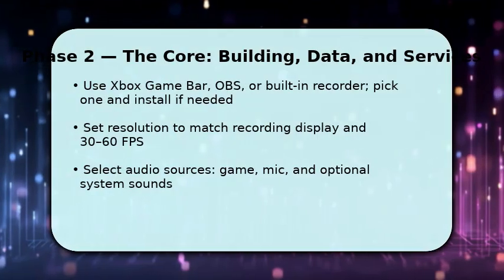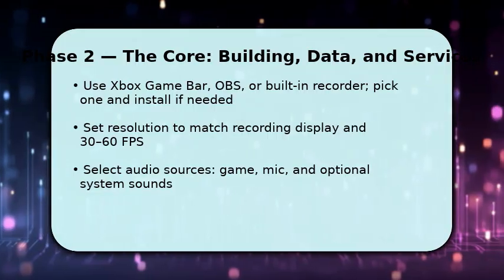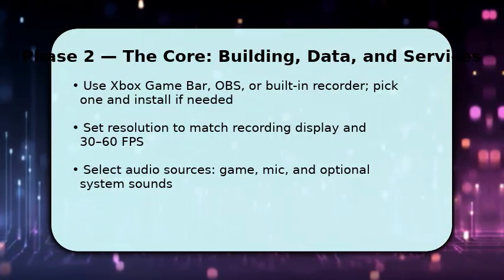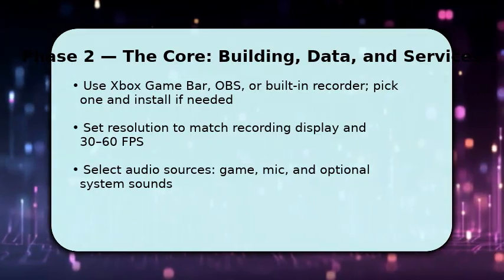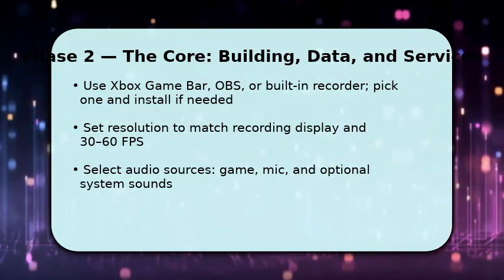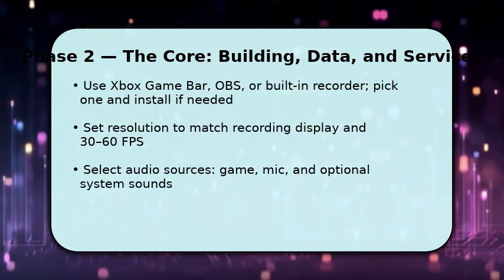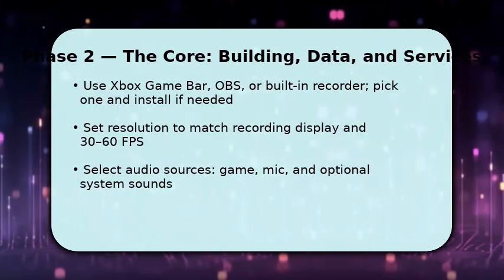You pick a recorder next. Xbox Game Bar for one-click, OBS for advanced control, or a built-in tool if available. Once selected, configure resolution to match your display and set frame rate to 30 or 60 FPS depending on smoothness needs. Then choose audio, enable game audio and your microphone, and disable unwanted system sounds.